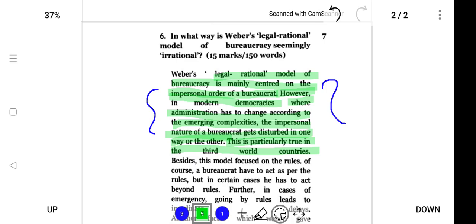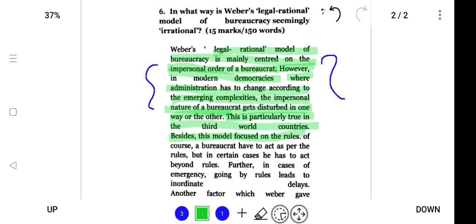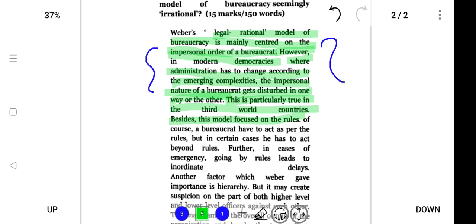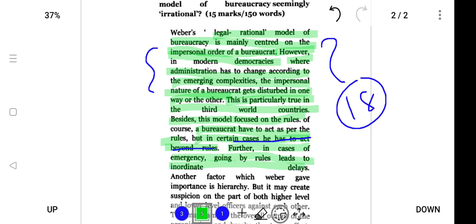Besides, this model focuses on rules. Of course a bureaucrat has to act according to rules, but in certain cases he has to act beyond the rules. Weber's model completely follows rules and regulations, so someone 18 years and above would be arrested. However, a child above 18 may be mentally ill. So for this special situation, a special case or special law is formulated. So in that case a bureaucrat has to act beyond the rules. Next, further, in case of emergency, going by the rules leads to ordinary delays.